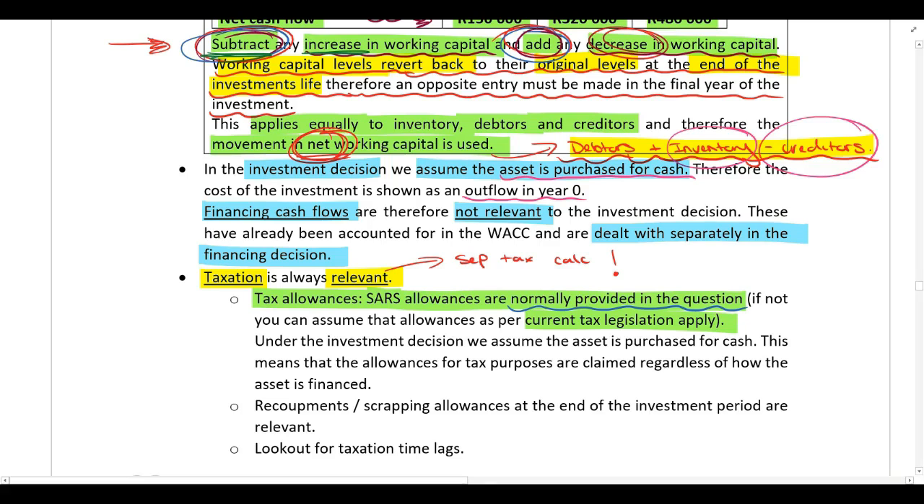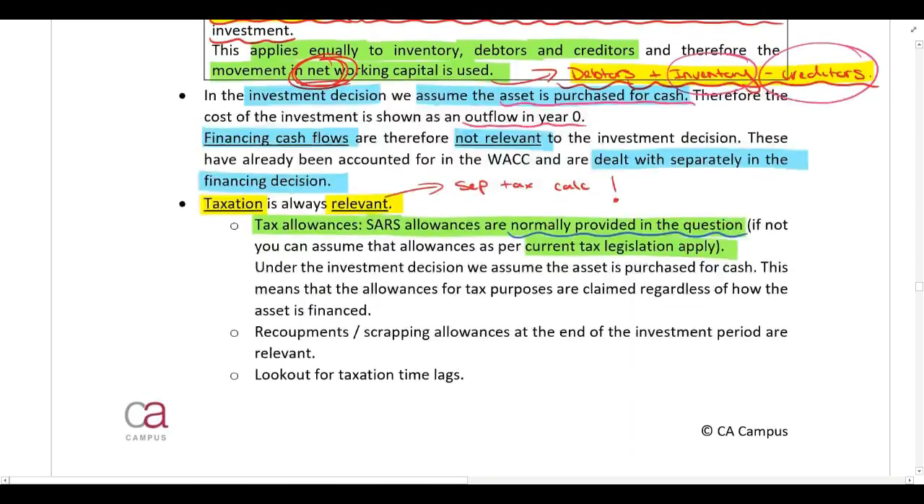In addition to that, if you are dealing with an asset that is going to be sold after a certain period of time, you are going to need to calculate whether you have a recoupment or a scrapping allowance when that asset is sold. Please remember, if you want to calculate a recoupment or a scrapping allowance, it's a very simple calculation in management accounting. They don't integrate into the level of knowledge that you are required for tax. So for MANAC, you just need to know that the calculation is your proceeds less your tax value.